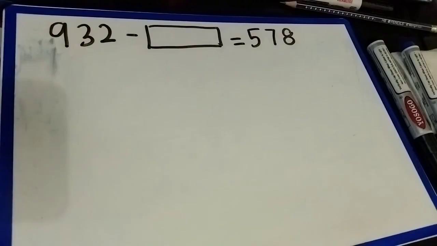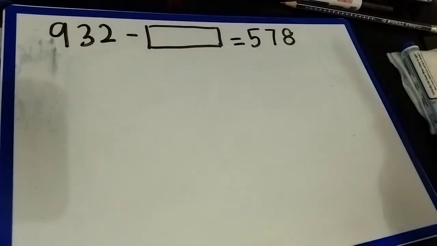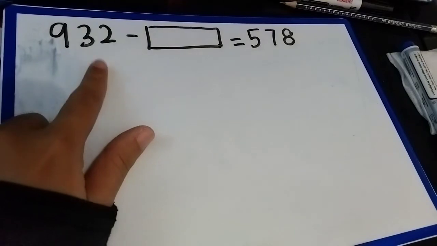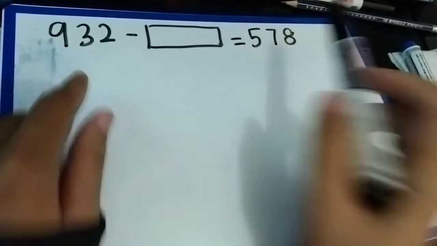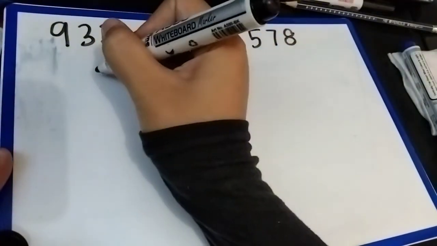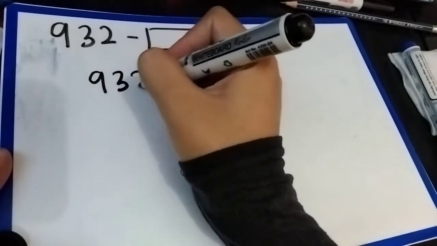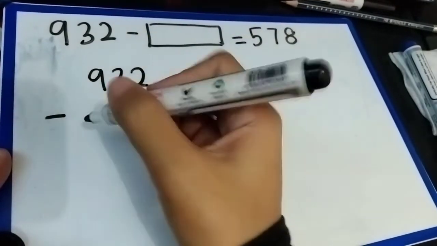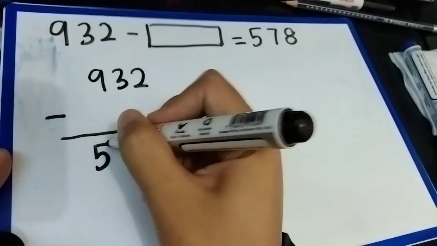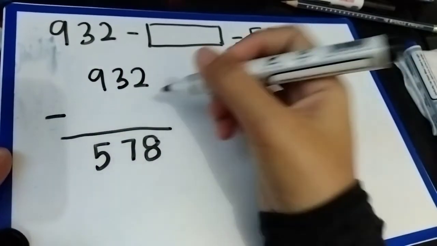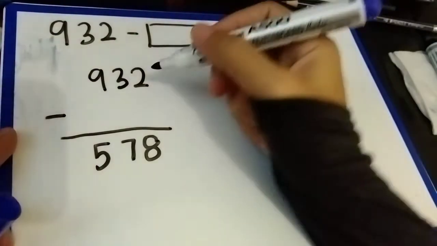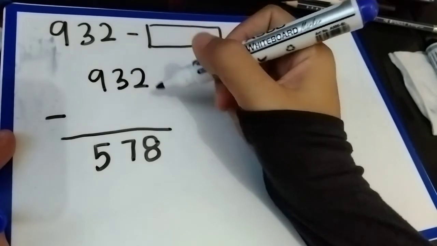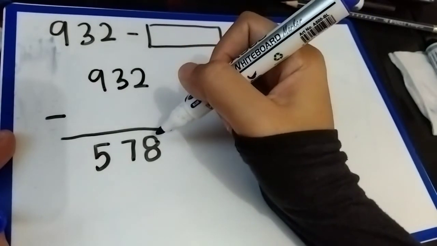Okay, so let's look at a more advanced question, which is 932 minus a number which we didn't know and equal to 578. So how are we going to solve this question? Okay, so first write it down. 932 minus a number is equal to 578. Okay, so look at the digit first. Okay, 2 minus what? And then you get 8.